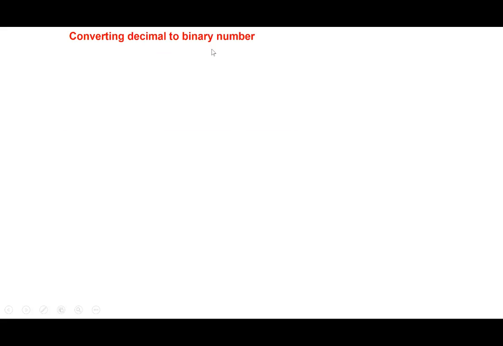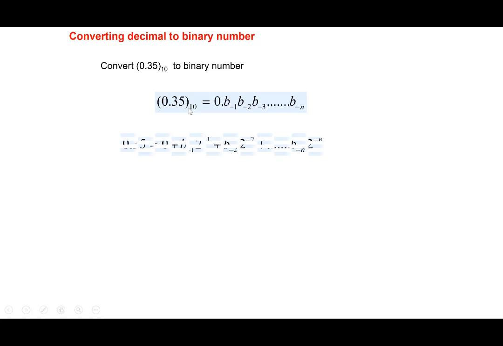All right, so converting a decimal to a binary number. Let's say we have a decimal fraction, 0.35 in base 10, and we want to convert it to a binary number. Note that in this case it is 0 point, and all these bits here are b minus 1, b minus 2, and so on. In this case, instead of dividing by 2, which will not help, multiplying by 2 will help you. So let's write it down.